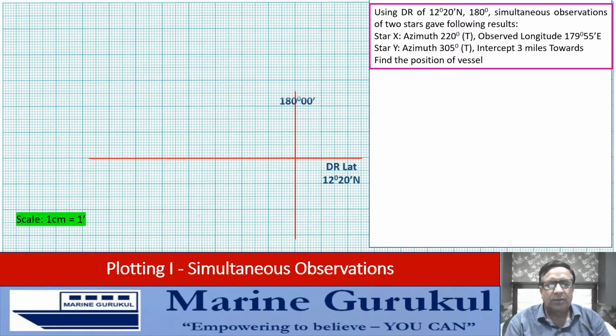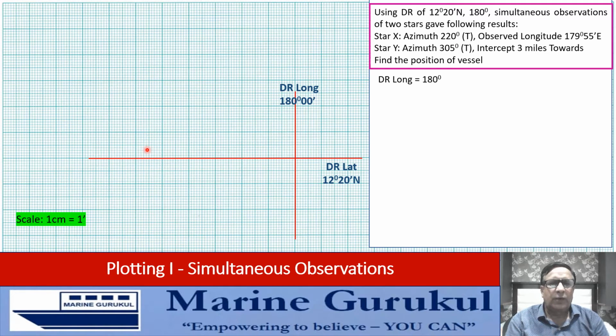We can see on the graph, we have drawn DR lat and DR long and assumed a scale out here. Obviously, these have been placed keeping in mind the question so that other meridians and other parallels of latitude, if required to be plotted, have enough space to be plotted on the graph.